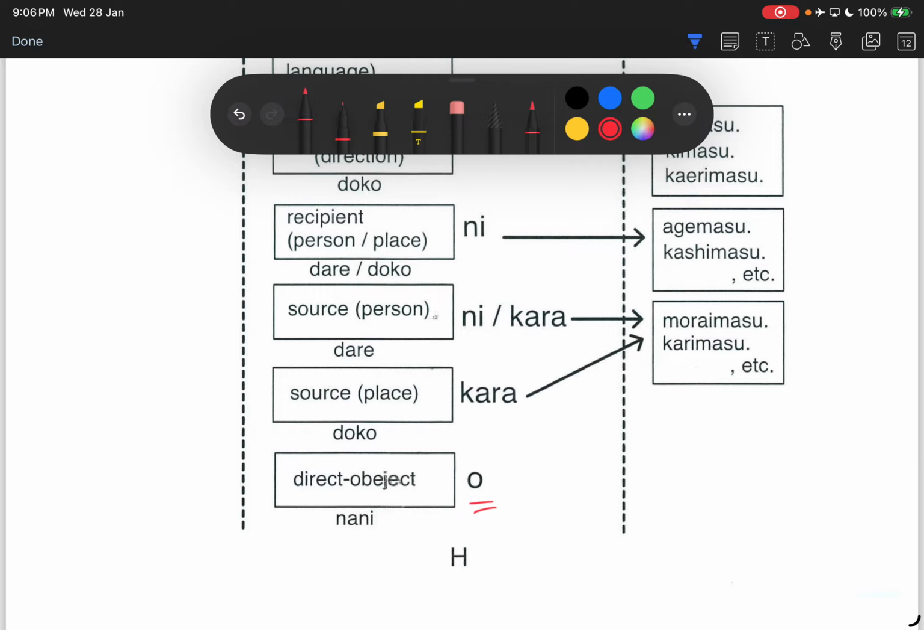The question for direct object will be nani. So nani o tabemasu ka? What do you eat? Nani o tabemasu ka? So far so good?